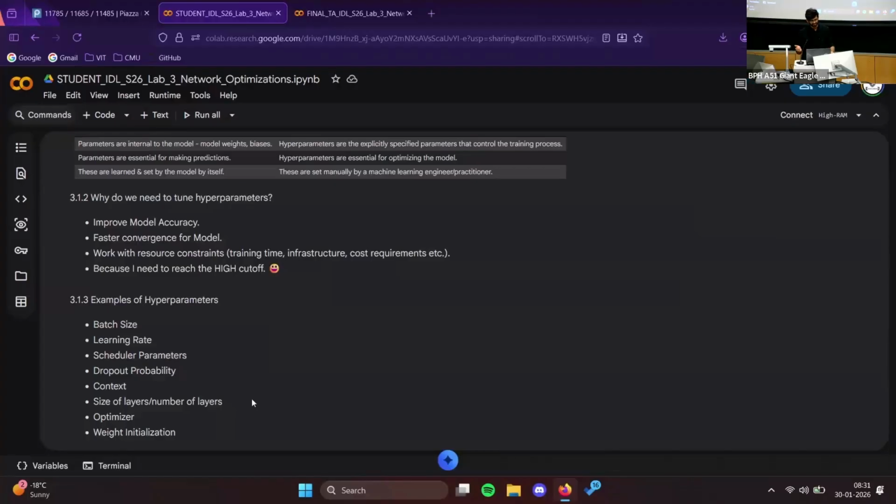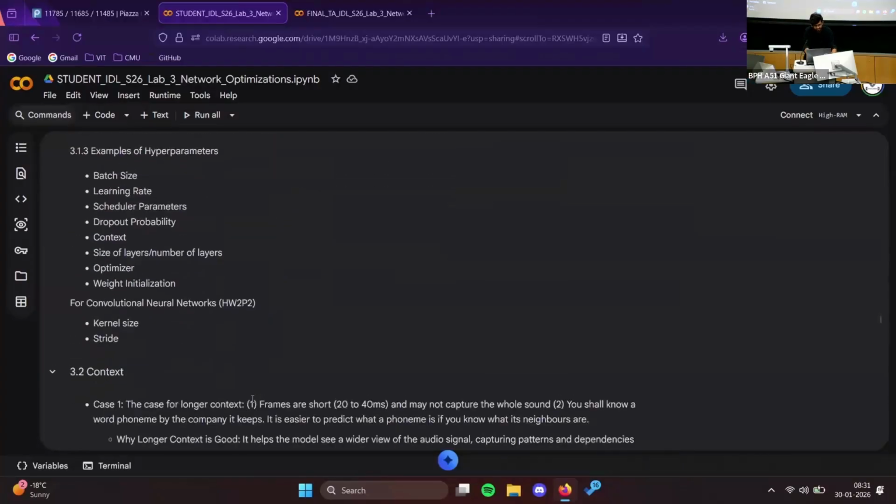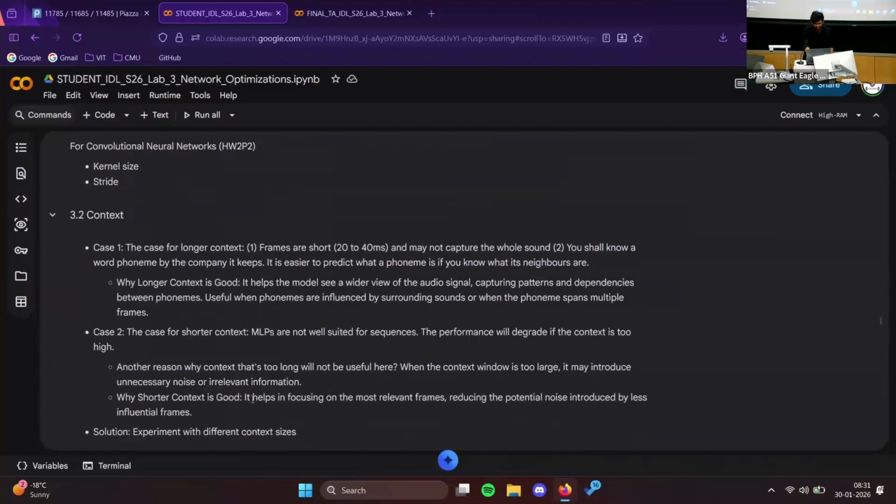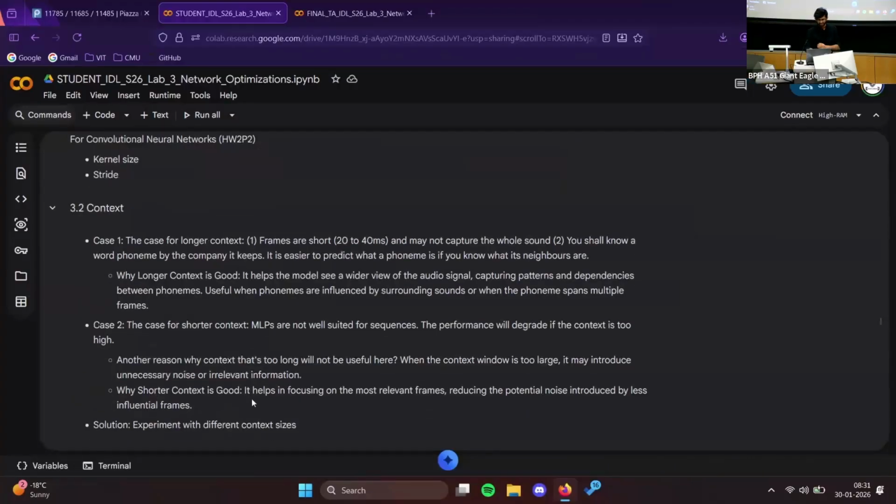And playing with these will give you a better understanding of each, and at the same time, it might help you reach the high cutoff in P2s. So let's go through some of these hyperparameters here. Let's start with context, as this is very important for the homework 1 P2. In homework 1 P2, you are tasked to predict a phoneme. The audio is divided into frames, and you are feeding the model a frame with 28 features, and you're asking the model to predict what phoneme you can infer from this particular frame.